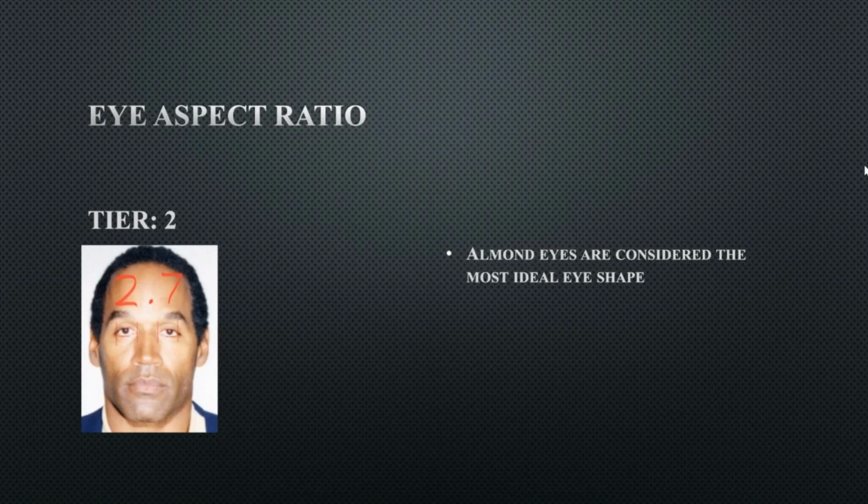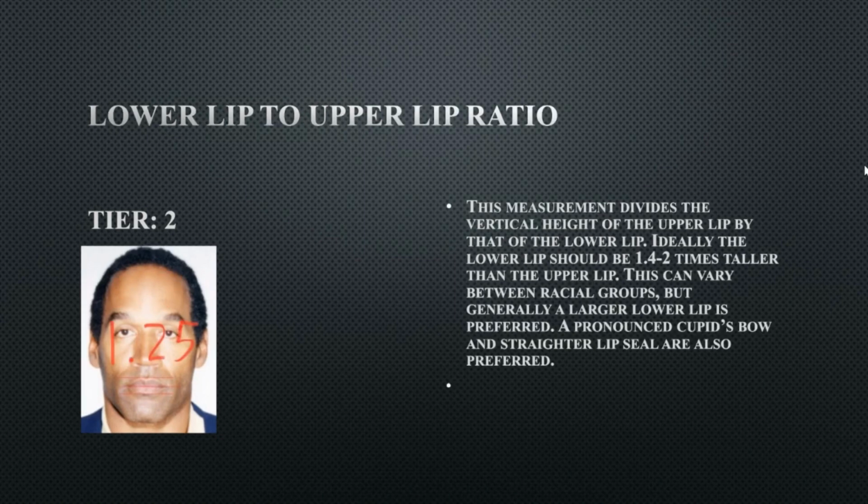But this is still not bad. It's near ideal. His lower lip to upper lip ratio, so your lower lip is actually supposed to be a bit longer than your upper lip, and his upper lip is not too long relative to the lower lip, but it's still closer to the ideal, and it is near ideal at 1.25, and ideally you want at least 1.4, so he's not too far away from that.